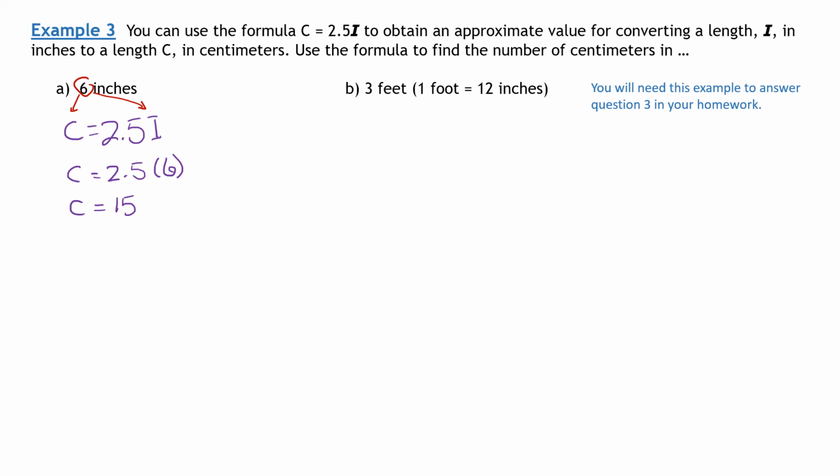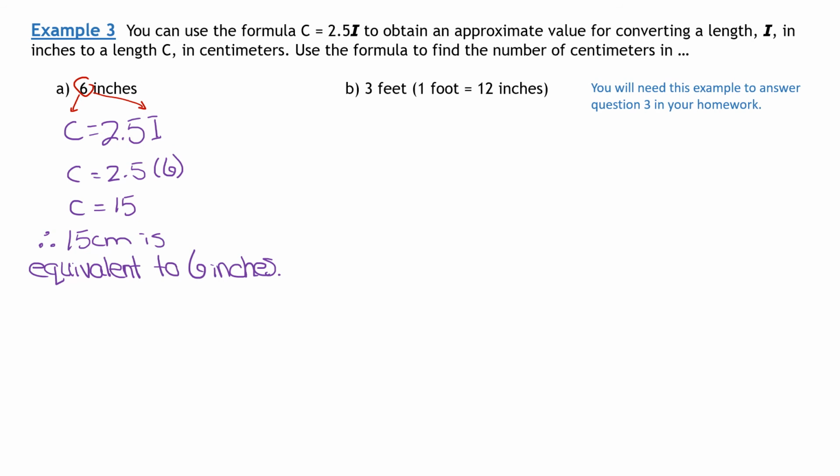And I'm going to put a sentence out here just so we all understand what we found. That the C equals 15, so 15 centimeters is equivalent to 6 inches. Next example, this one's a little different, 3 feet. 1 foot equals 12 inches.